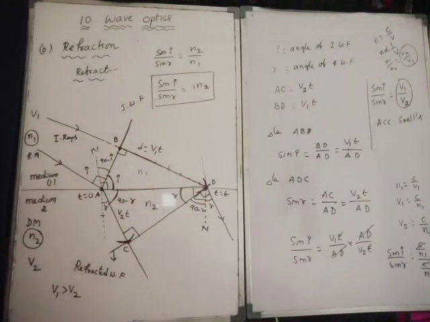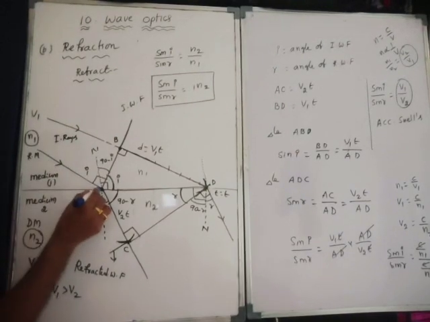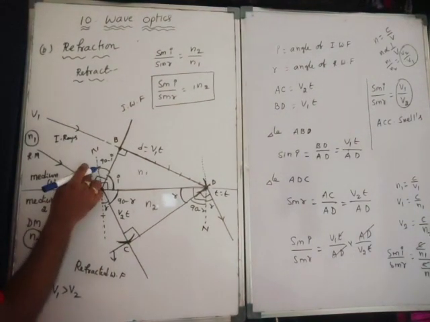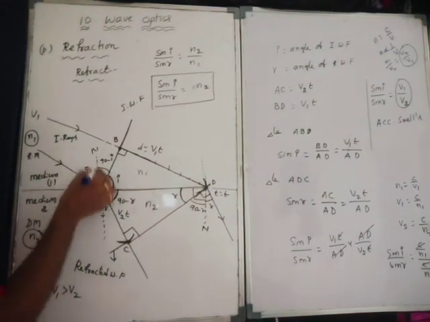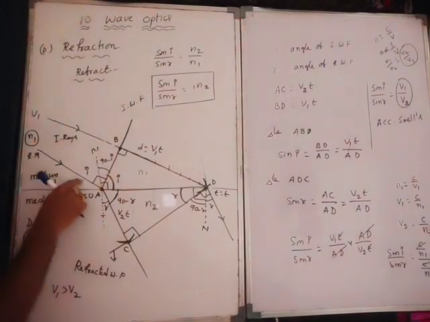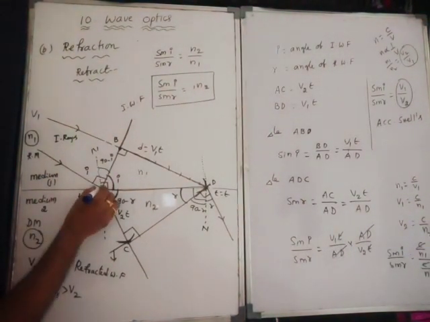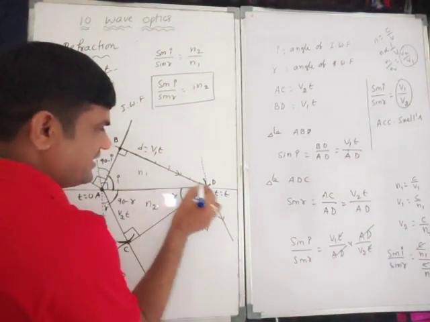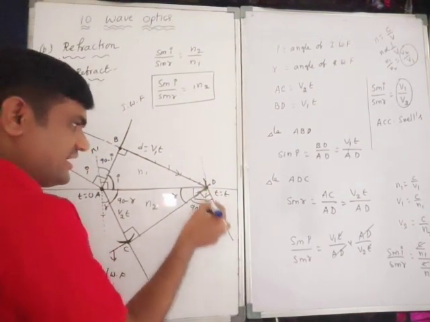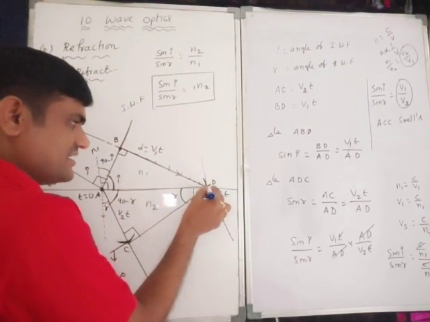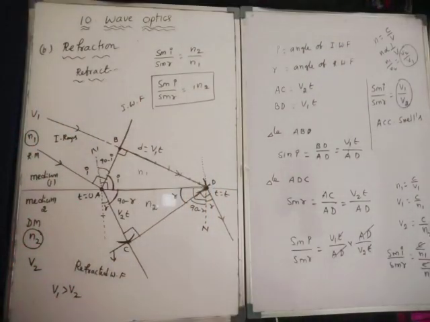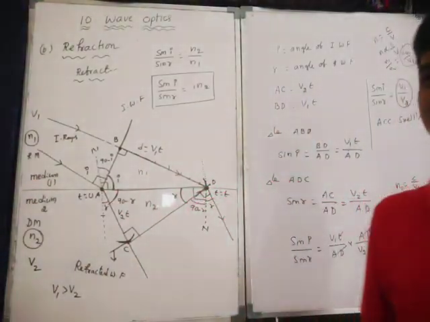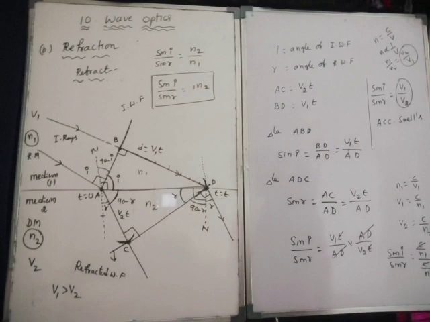What is the second law? This is the angle of incidence and the angle of refraction, and the normal. So the incident ray, refracted ray, and normal lie in the same plane. Similarly here also, the incident ray, refracted ray, and normal lie in the same plane. So this is refraction. Are you clear? Refraction finished. Very, very important concept.